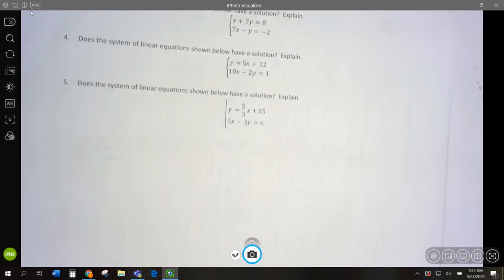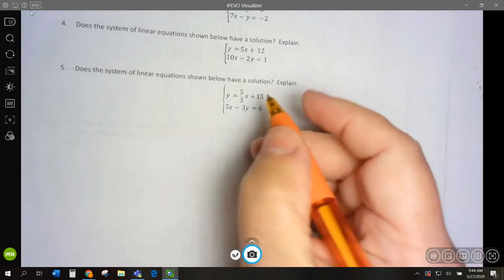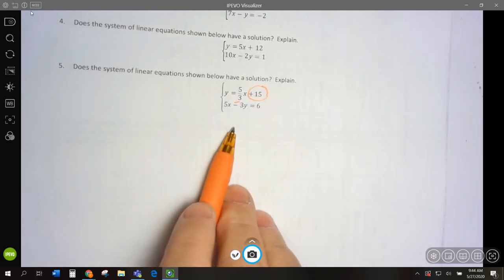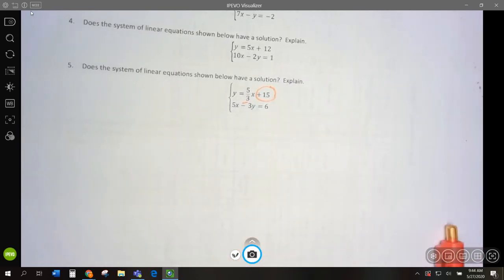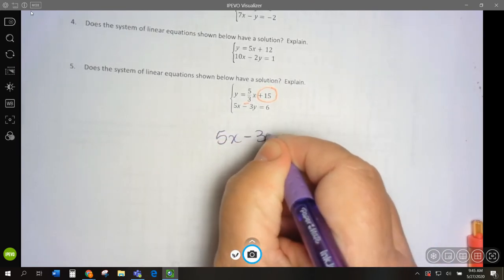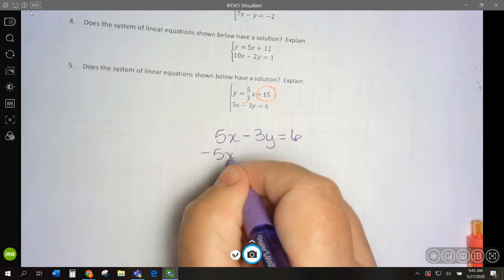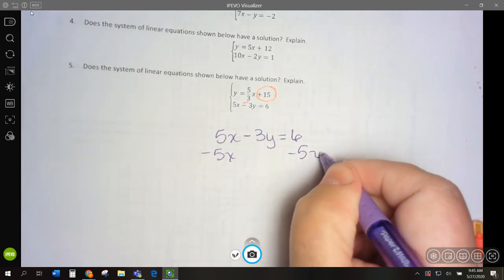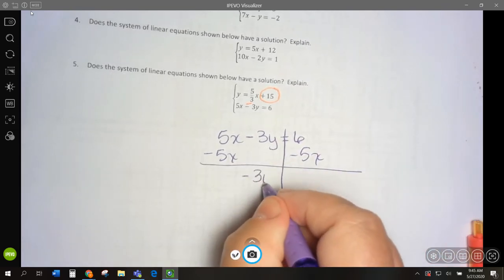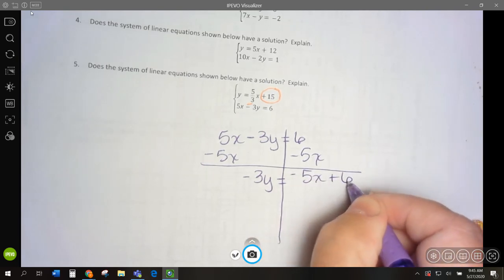Number 5. This is already in slope-intercept form here. We know our slope and we know our y-intercept. Let's change this one: 5x minus 3y equals 6. So subtract the 5x from both sides, and we get negative 3y equals negative 5x plus 6.